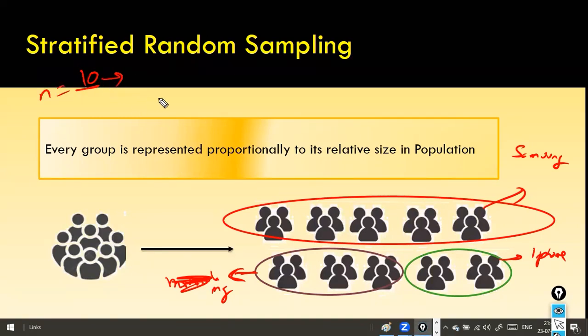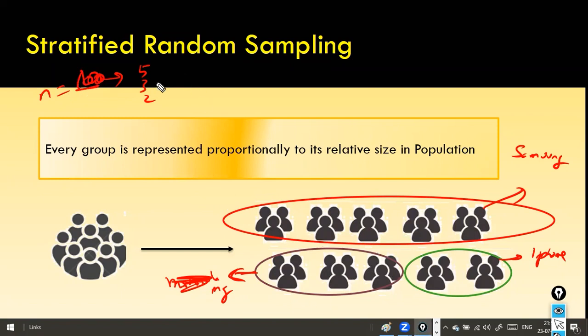But your sample is supposed to be representative. What do you mean by representative? You need to randomly sample the customers from all the 3 groups. Okay, in this case, here I have 5 and 3, 8 plus 2, 10. Can I say 5, 3, 2? 5, 3, 2. So let's assume that you have 100 customers.